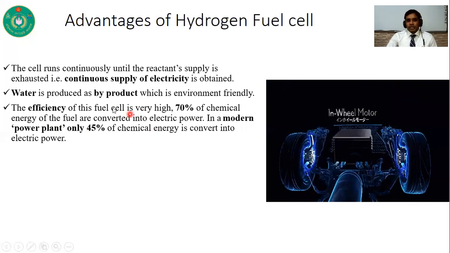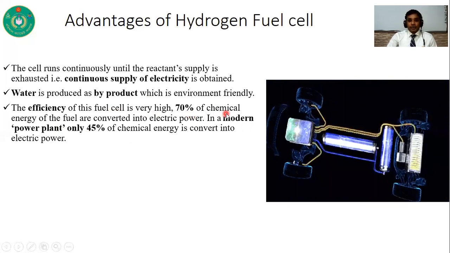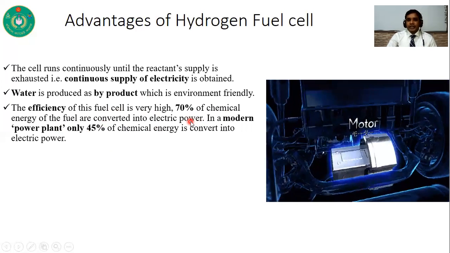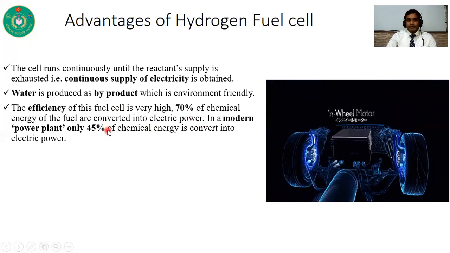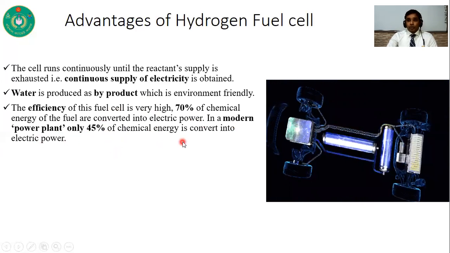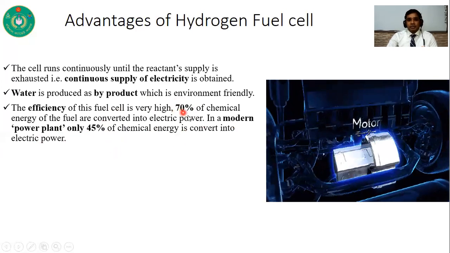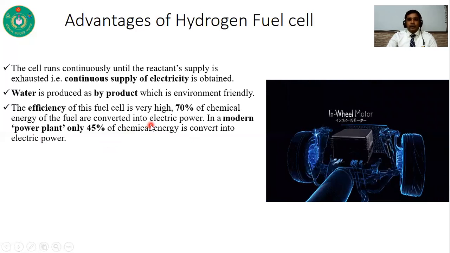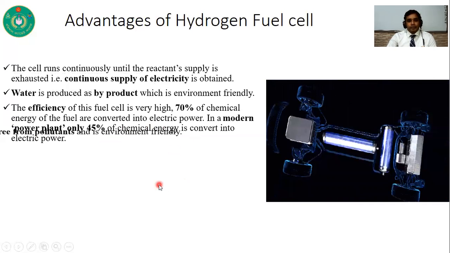The efficiency of this fuel cell is very high. About 70% of the chemical energy of the fuel is converted into electric current. On the other hand, in a modern power plant, only 45% of the chemical energy is converted into electric power. So in the case of a fuel cell, we can convert 70%. That means it is more efficient than a modern power plant. So we can say that this is an advantage of the fuel cell.